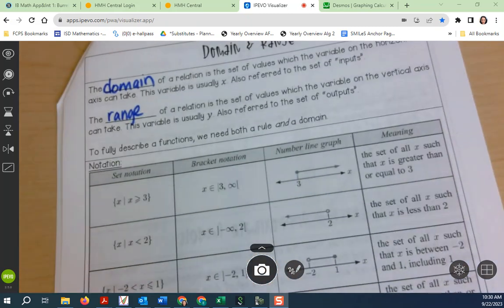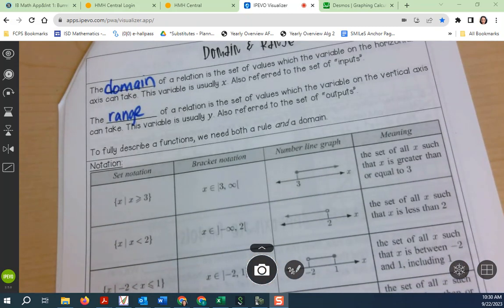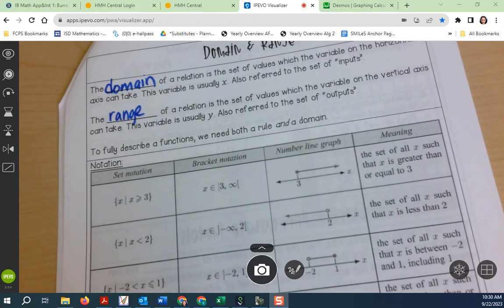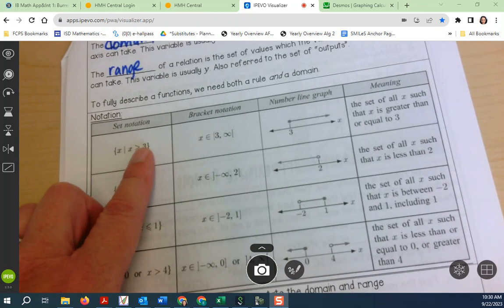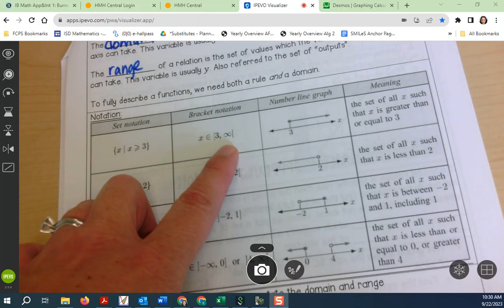All right. So to fully describe functions, we need both a rule and a domain. And what they mean there is that sometimes for functions, you can't just put any number in for x. For example, if it's a square root function, you can't take the square root of what kind of number? Negative, right. You can't do the square root of a negative number. So for some functions, we have to tell what the limits on the domain are. Okay? You might see them in set notation. You might see them in bracket notation.